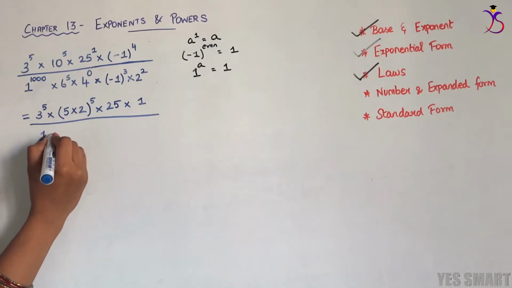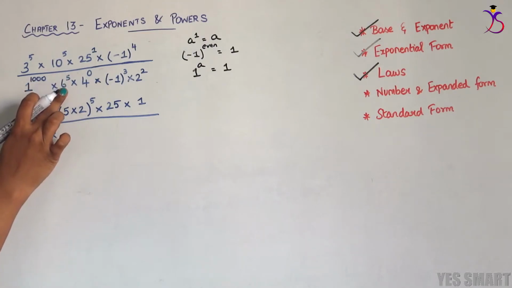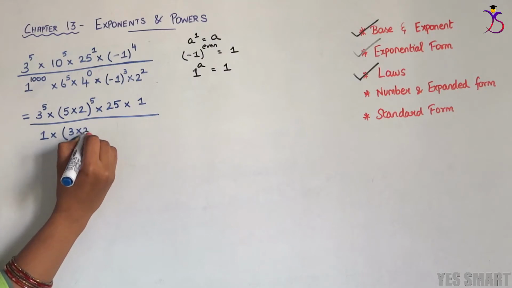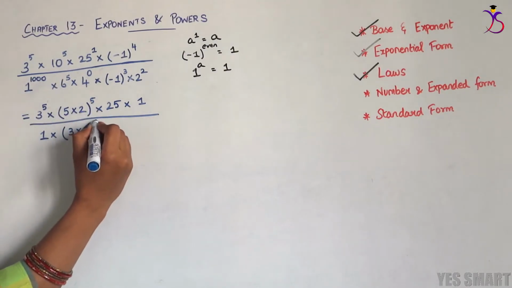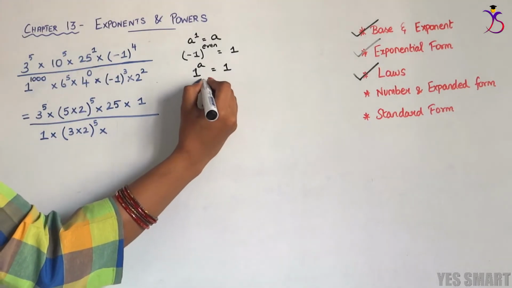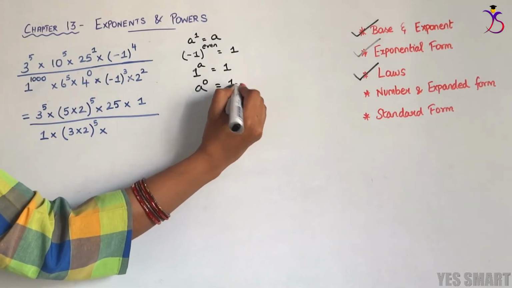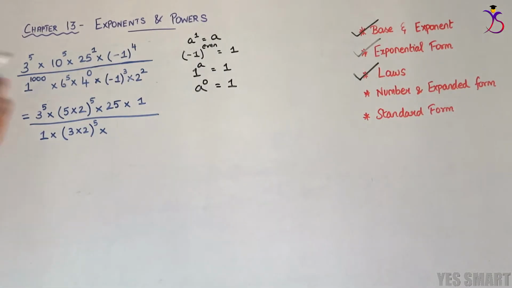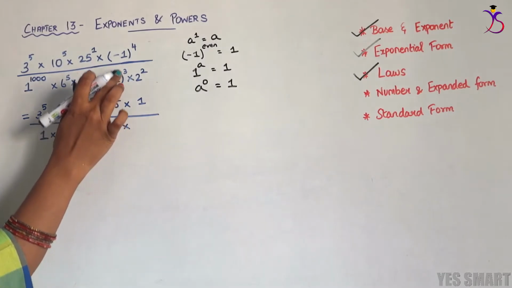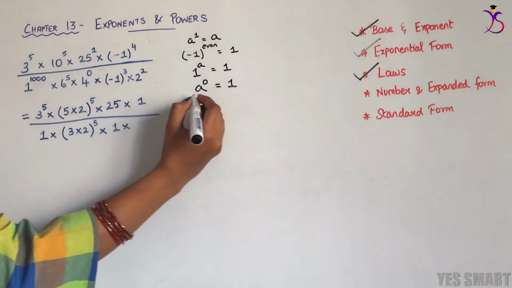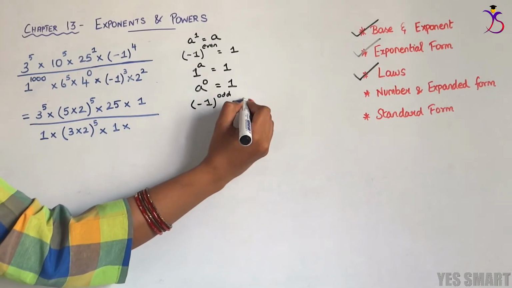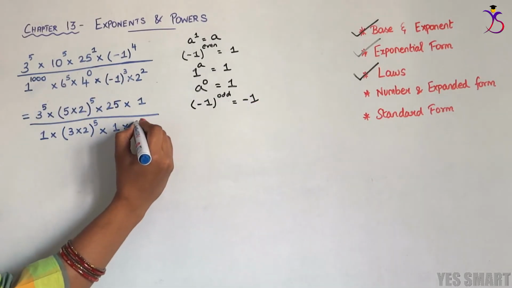6 is not a prime number, so we can split the 6 into 3 into 2. The whole power 5, I am just retaining it, into 4 power 0. We knew the law, a power 0 equal to 1. So instead of 4 power 0, I am just substituting 1, into minus 1 the whole power 3. We knew that minus 1 the whole power odd number gives us minus 1. So instead of minus 1 the whole power 3, we can substitute minus 1.